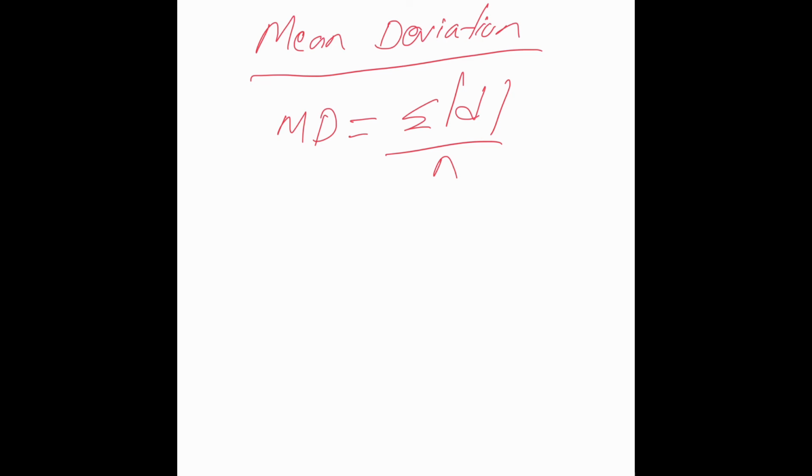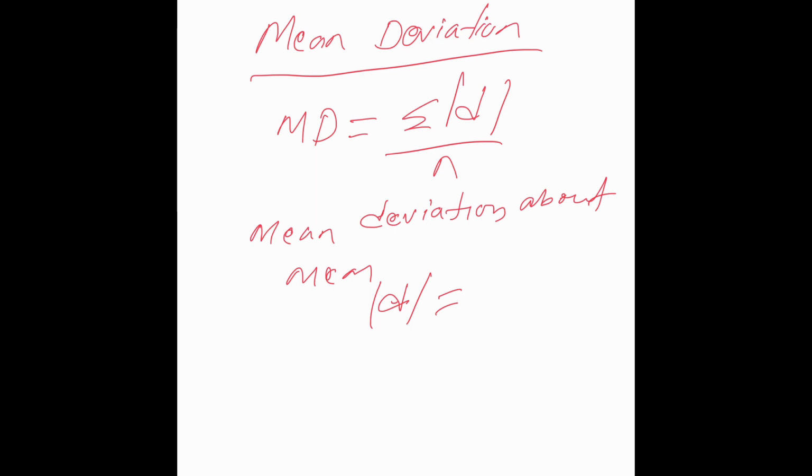Mean deviation about mean. Sometimes they also say "about mean." When they ask you to find mean deviation about mean, then how are you going to find d modulus? D modulus is equal to x minus x bar. Okay, x minus x bar. See, you have to find mean deviation. For that you need d modulus. So how are you going to find it? The formula is x minus x bar.